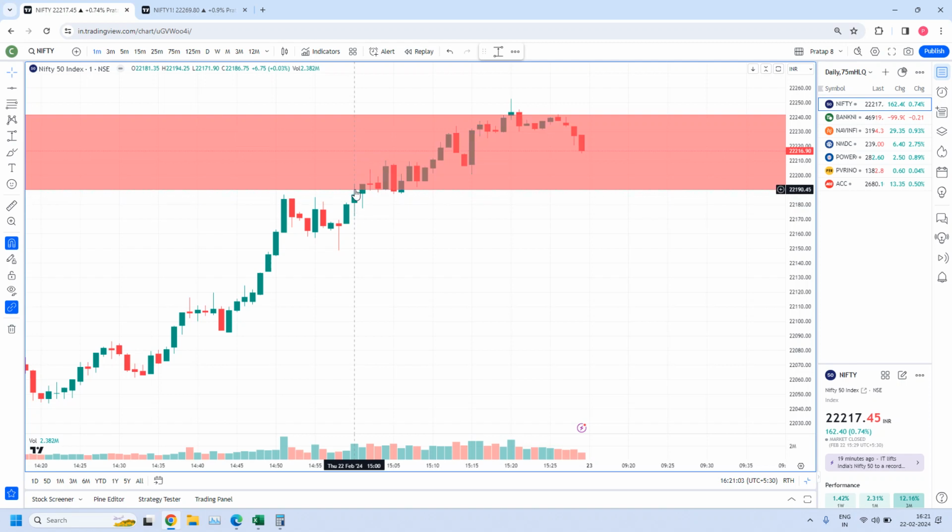And what is the price here? We want to exit somewhere close to the proximal line of this supply zone. What is the value here? Somewhere around, let me take the round value, 22,190. Near this zone, 22,190.